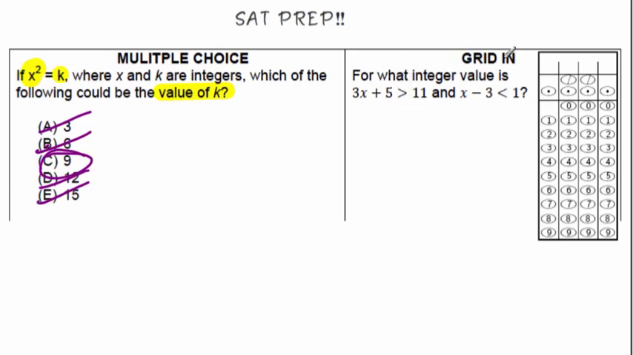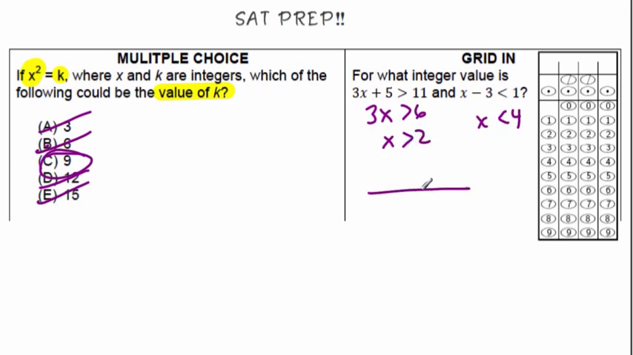All right, grid in. This is an actual question from a review book. It goes right with what we're doing. So this is the last section. Minus 5, minus 5. We're going to get 6. We're going to get x is greater than 2. On the right, we add 3 to each side. We get x is less than 4. So you have to be greater than 2, less than 4.